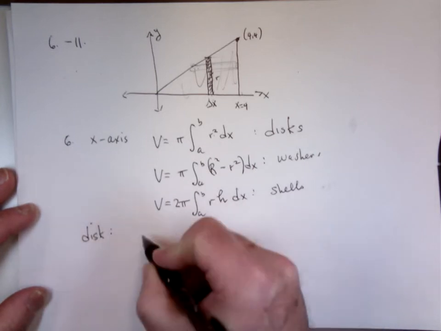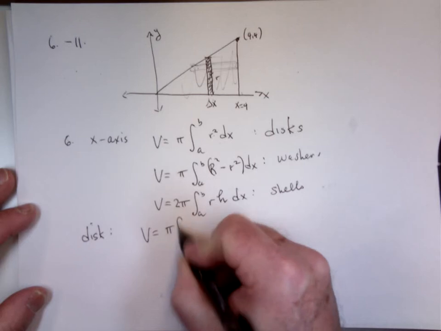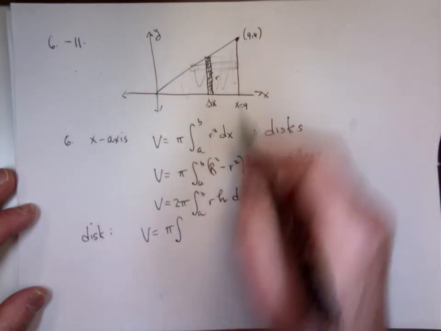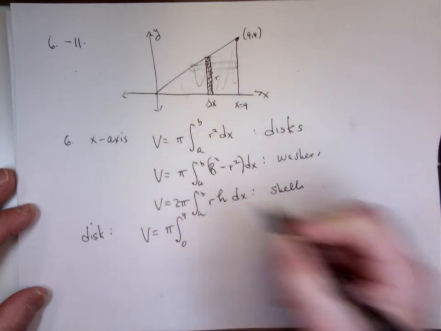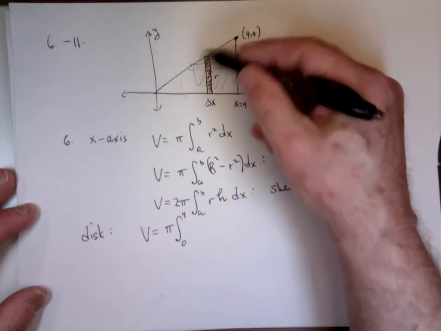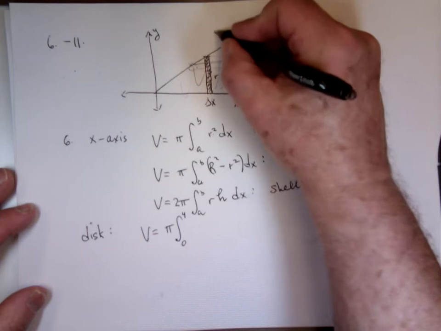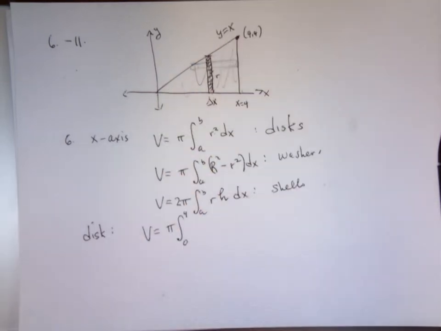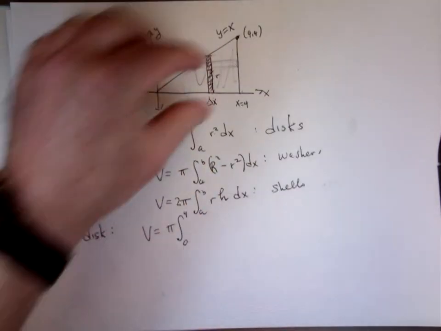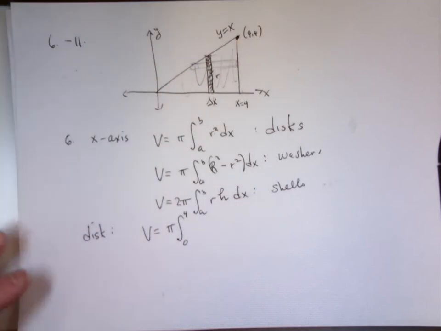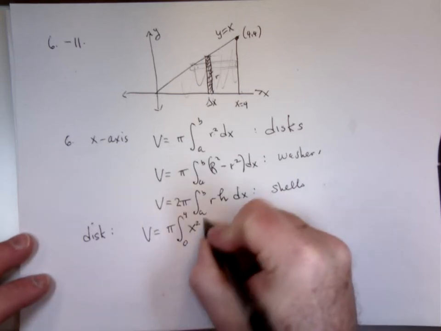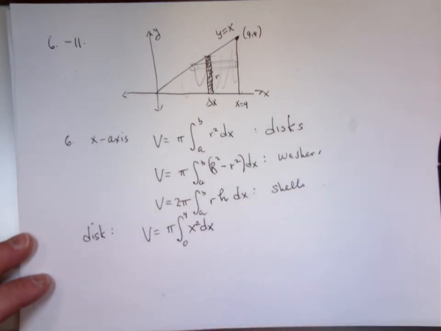The volume is going to be pi, the integral, 0 to 4, r squared. As you go around the x-axis, what is r equal to? It's equal to the height above the x-axis, which is y, which is equal to x. Okay, that's it.